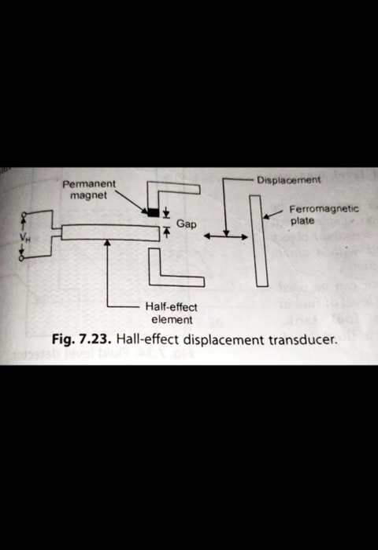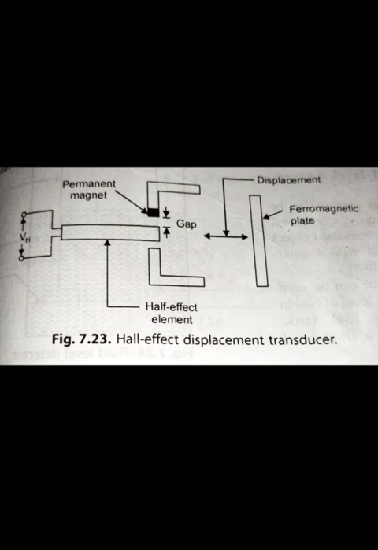Hall effect transducers are transducers in which the Hall effect is utilized to measure various electrical and non-electrical quantities, whereas commercial Hall effect transducers are made from germanium and other semiconductor materials. Then the following are applications of the Hall effect transducer. The first application is displacement transducer measurement. The figure shows the displacement measurement for the Hall effect transducer.